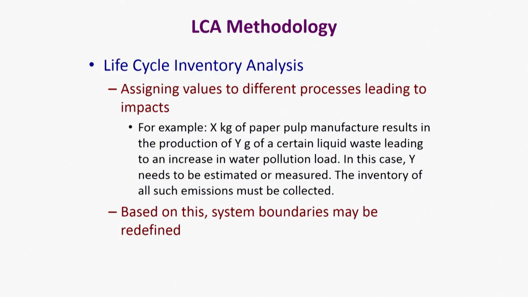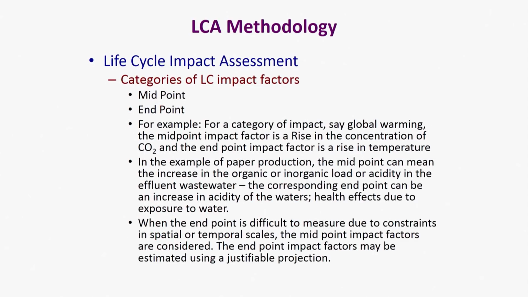The inventory of all such things should be calculated and measured, and this is sometimes a big problem, and this data does not exist, and one has to then study and get this data. Sometimes this is done by industry themselves, sometimes it is done by other people like universities or private consultants. So, based on the availability of this kind of data, the system boundary may be again redefined. And the third part of it is life cycle impact assessment.